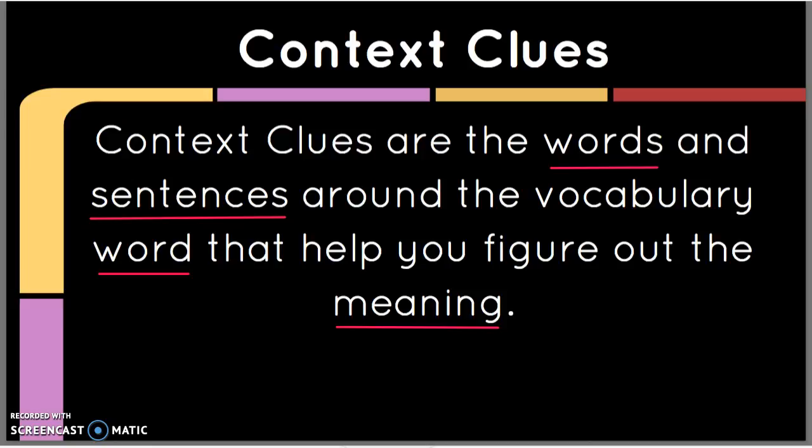What are clues? Clues are pieces of information that help you solve something. So then if we put context and clues together, we get context clues. And context clues are the words and the sentences around the vocabulary word that help you figure out the meaning. So where that unknown word is, there are going to be sentences and also clue words that will help you problem solve as to what that unknown word or that vocabulary word means.